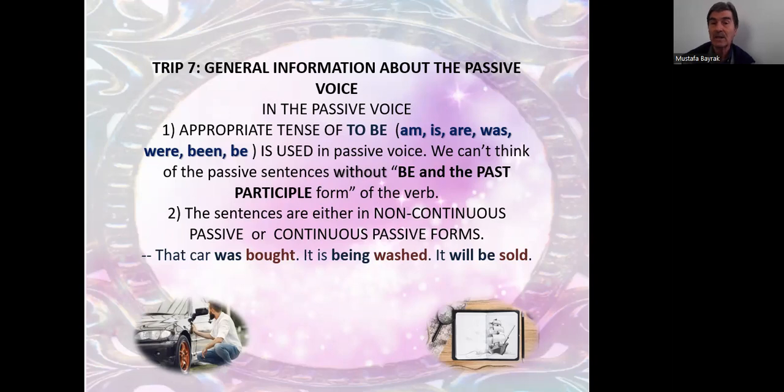And in the future, it will be sold. Subject is it, the car will be sold. So in the future, will be. Instead of am, is, are, was, were, been, we use be with will, or can be, must be, has to be sold, might be sold, could be sold with modals. The simple future of passive voice will be like this. Okay.